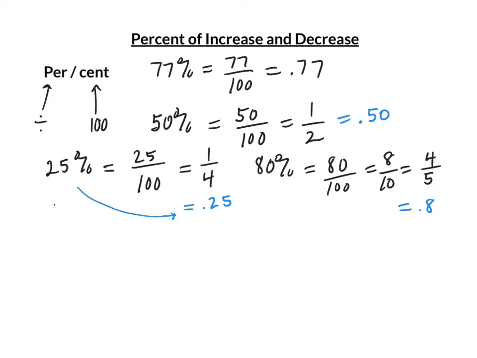Now, make an observation here. In fact, since you're dividing by 100, all you do is move the decimal 2 places. So in 77%, the decimal is always at the end of a number if there is no decimal. Because you're dividing by 100, you're moving it 2 places. 50%, because you're dividing by 100, becomes 0.5, move it 2 places. 25%, move the decimal 2 places, it becomes 0.25. And 80%, move the decimal 2 places, becomes 0.8.